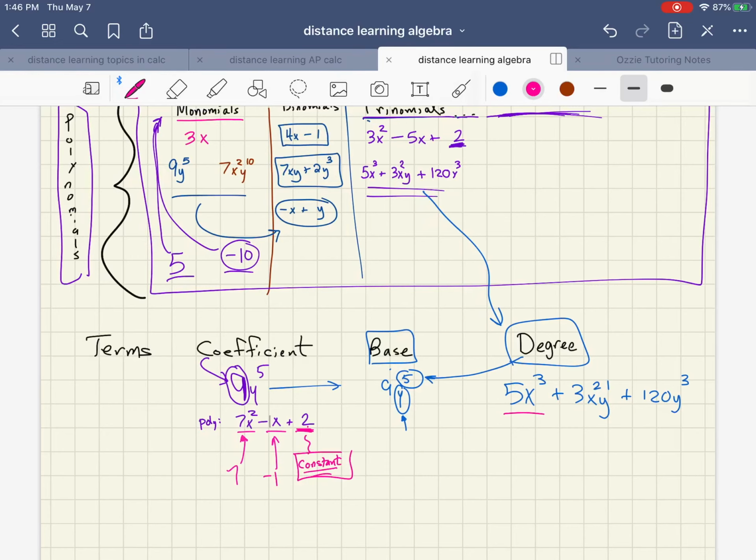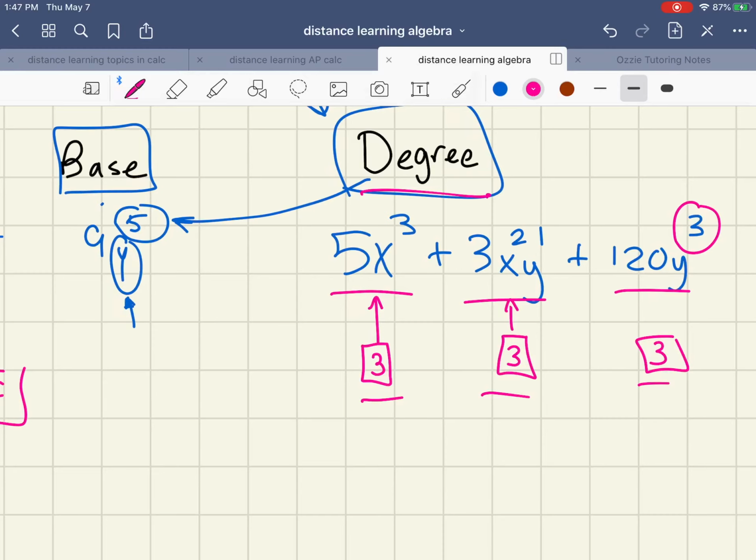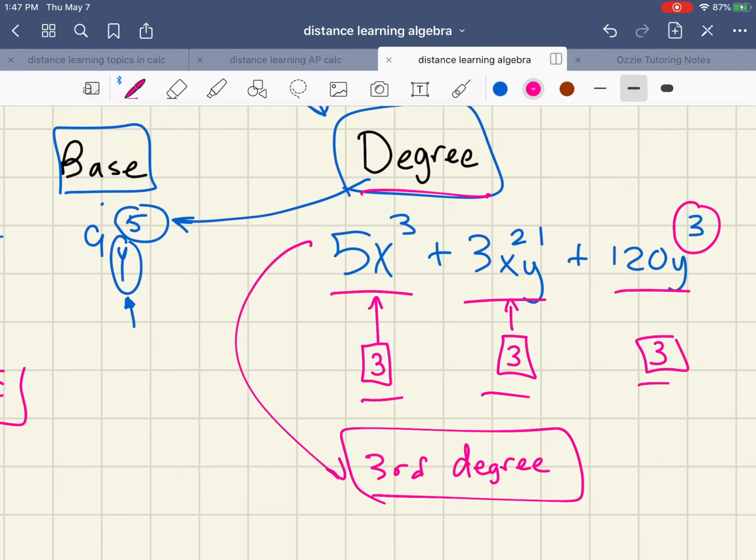When there are multiple terms in a polynomial, in order to determine the degree, we're going to look at the degree of each term. So the degree of the first term here is 3. The degree of the second term is the sum of all of these exponents. So we have a 2 and we have a 1, so that term also has a degree of 3, and this term has a degree of 3. The degree of a polynomial is the highest of any of the terms. Now, since these are all the same, this polynomial is a third degree polynomial.